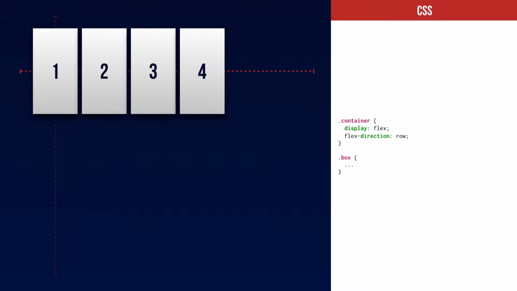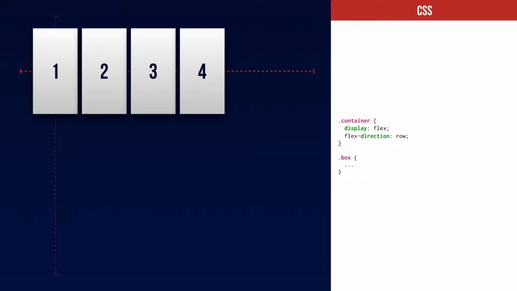So one of the first properties that we have in Flexbox is something called flex direction. Now, flex direction determines how the flex items, how our boxes, are going to be laid out inside of its parent container. Now, it typically defaults to the top left corner and goes out.